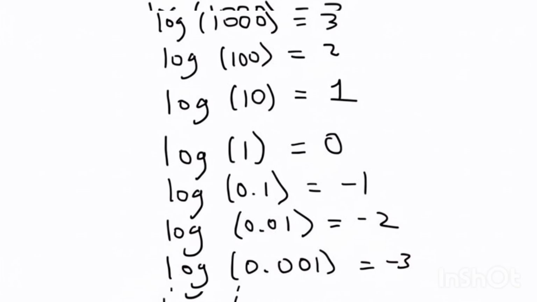Log 1, which we've previously said that log 1 to any base is equal to 0. Now log 0.1, I explained that in our previous video. 0.1 will be 10 raised to power minus 1, which is minus 1. Log 0.01 will be 10 raised to power minus 2, which is minus 2. Log 0.001, 10 raised to power minus 3. So you see, we came from 3 down to minus 3. You should take note of these important rules when it comes to the concept of logarithm.